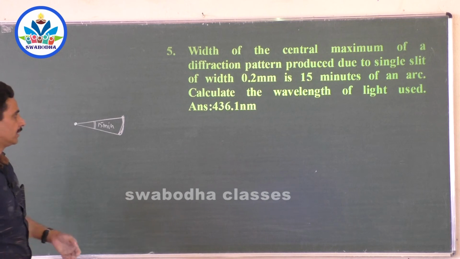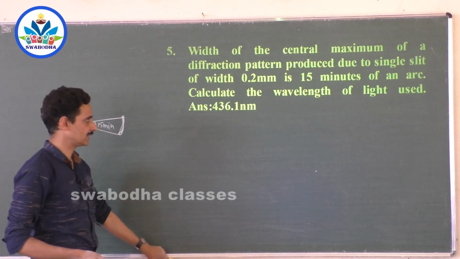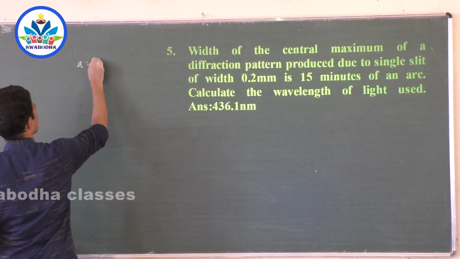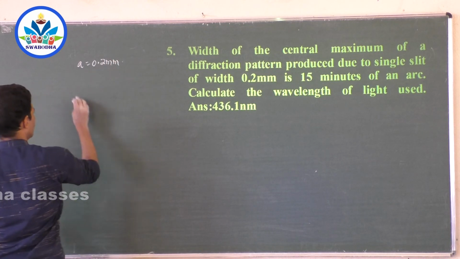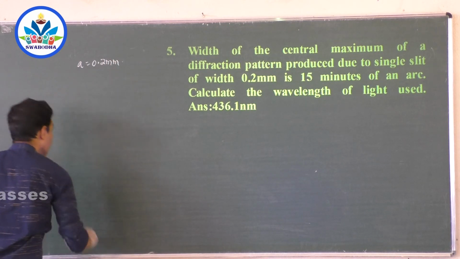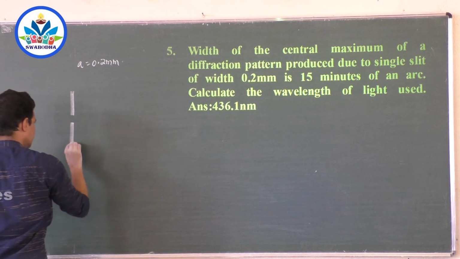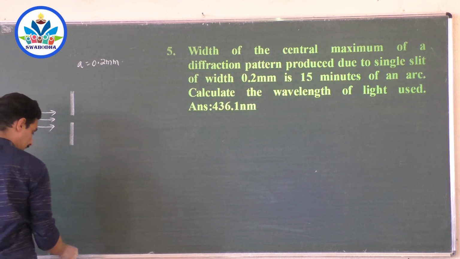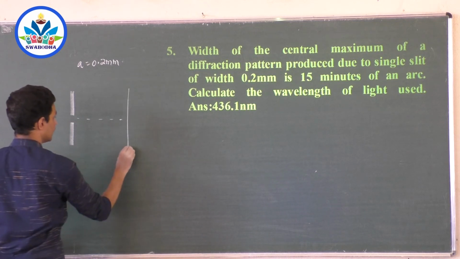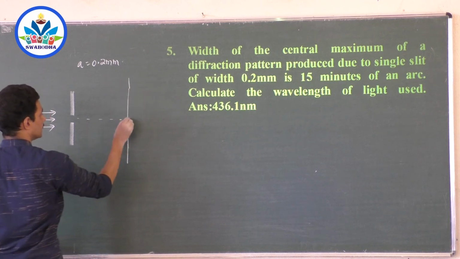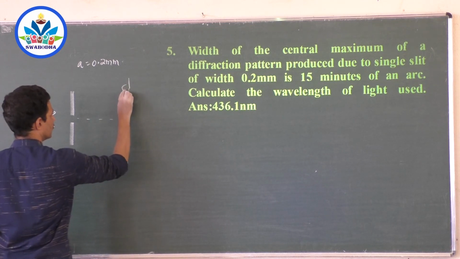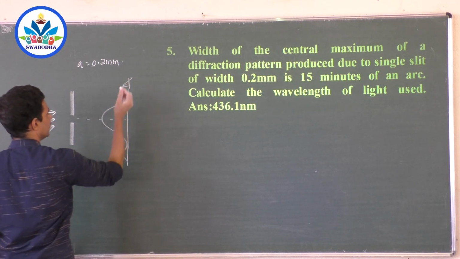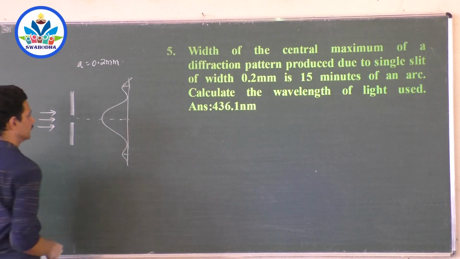Width of the central maximum of a diffraction pattern produced due to a single slit. So the width of the slit is given, a is 0.2 millimeter. You know there are slits. So there is a slit here. A parallel beam of light is made to fall on the slit. It is diffraction. Directly above the slit there is a screen, and here is the central maximum, and brightness goes on decreasing as you move away, like this: less bright, less bright, highest bright.